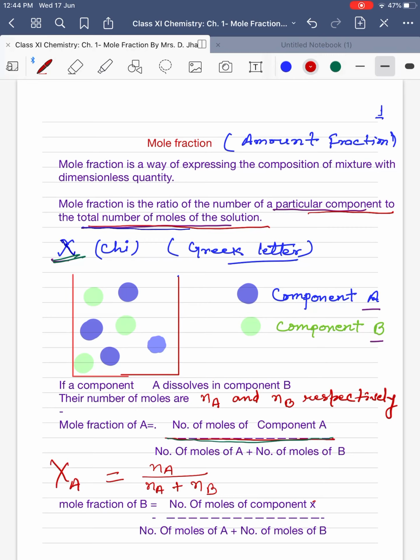Mole fraction of B is equal to number of moles of component B divided by number of moles of A plus number of moles of B. And we can write here Nb divided by Na plus Nb, and this is the mole fraction of B.